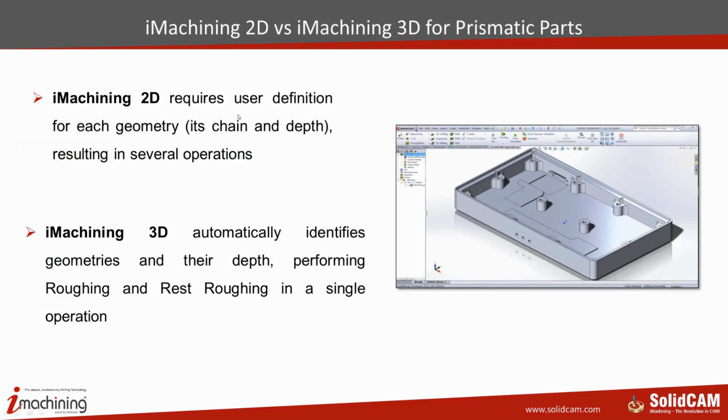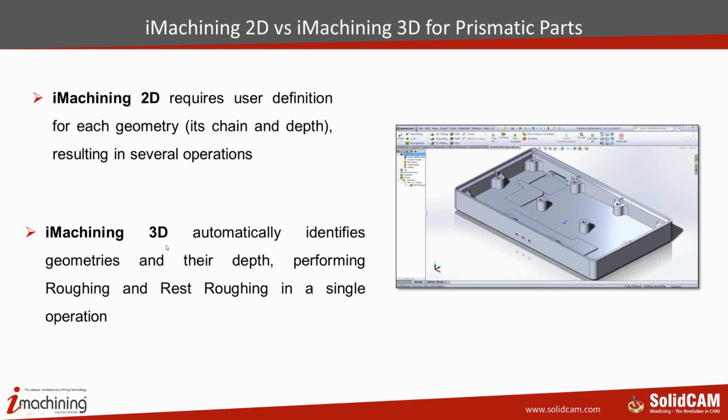So, the main problem in iMachining 2D is the time it takes, in case you have a prismatic part with a lot of pockets at different levels. It takes a long time to define each geometry, because it's your responsibility to find each geometry, each chain and its depth, and also to decide in what order to machine all these pockets at different levels, as we will see later. And this usually takes a lot of programming time.